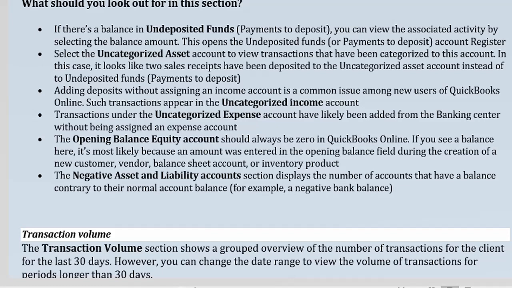Transactions under the uncategorized expense account have likely been added from the banking center without being assigned an expense account. The opening balance equity account should always be 0 in QuickBooks Online. If you see a balance here, it's most likely because an amount was entered in the opening balance field during the creation of a new customer, vendor, balance sheet account, or inventory product. The negative asset and liability accounts section displays the number of accounts that have a balance contrary to their normal account balance. For example, a negative bank balance.